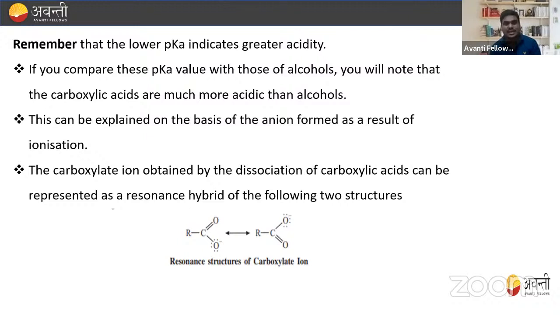ionization. So basically, the carboxylate ion obtained by the dissociation of carboxylic acid can be represented as a resonance hybrid of the following two structures. As we can see here, this is the resonance structure of the carboxylate ion. So they show two resonance structures of the carboxylate ion, right? The carboxylate ion obtained by the dissociation of carboxylic acid can be represented as a resonance hybrid.